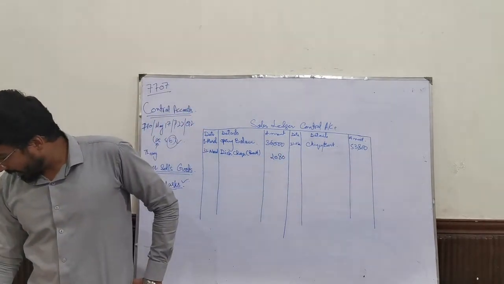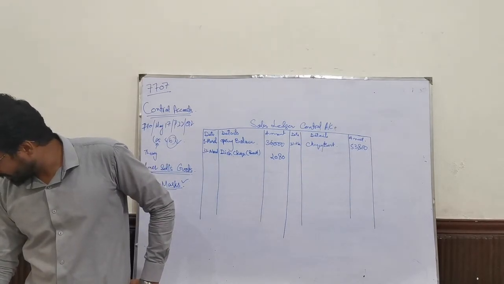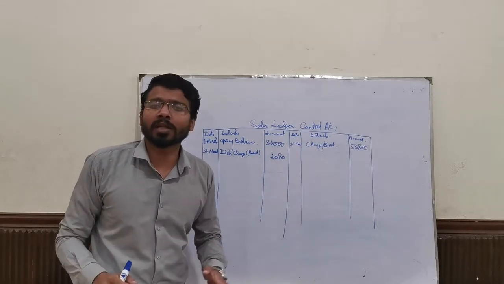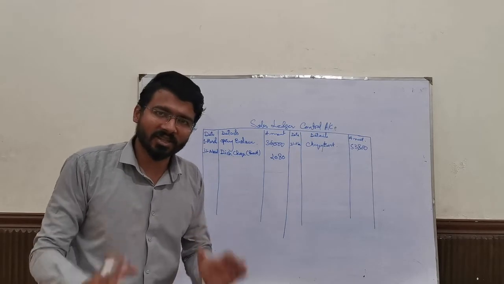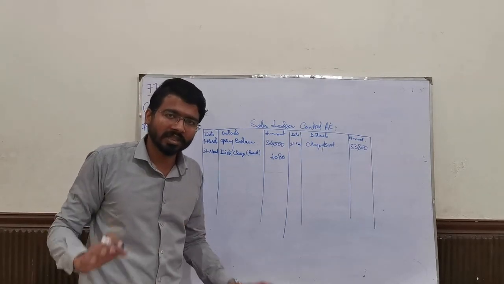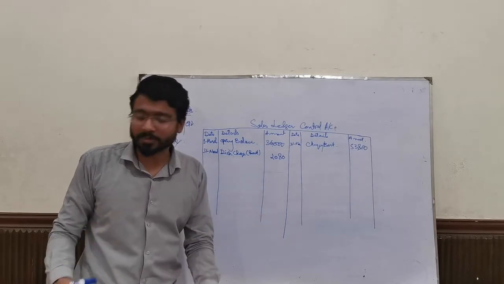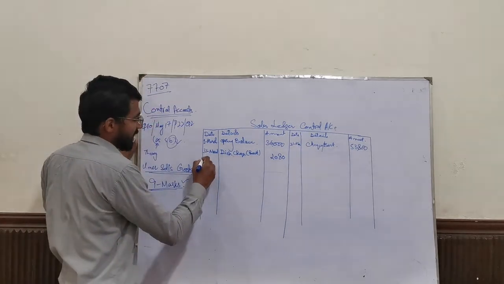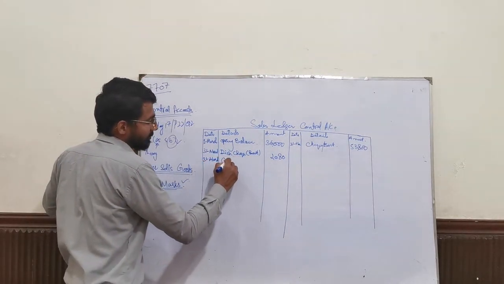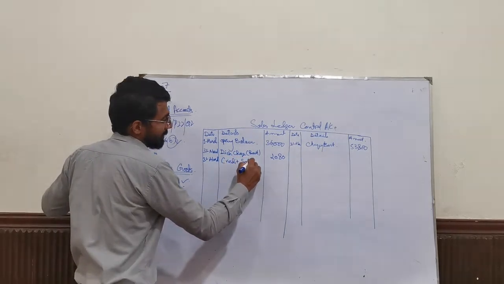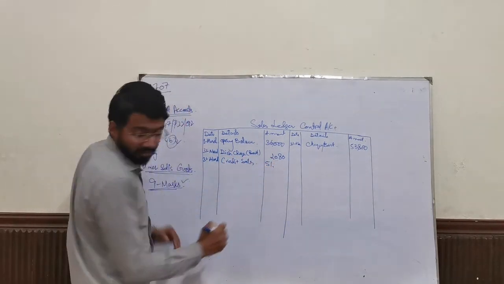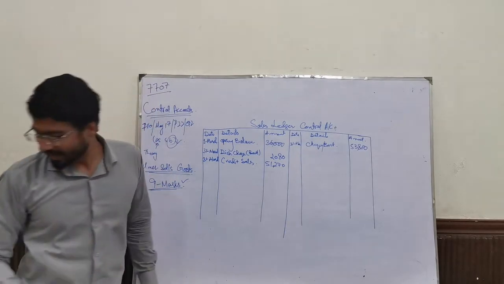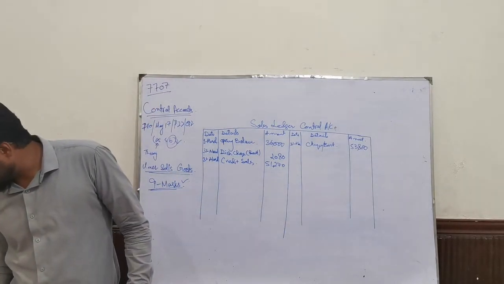Next is cash sales. Now this is the tricky part. Cash sales have nothing to do with the control account. Control accounts only deal with credit transactions, neither cash sales nor cash purchases. Credit sales are 51,270, once again with the last date of the month. Credit sales 51,270.